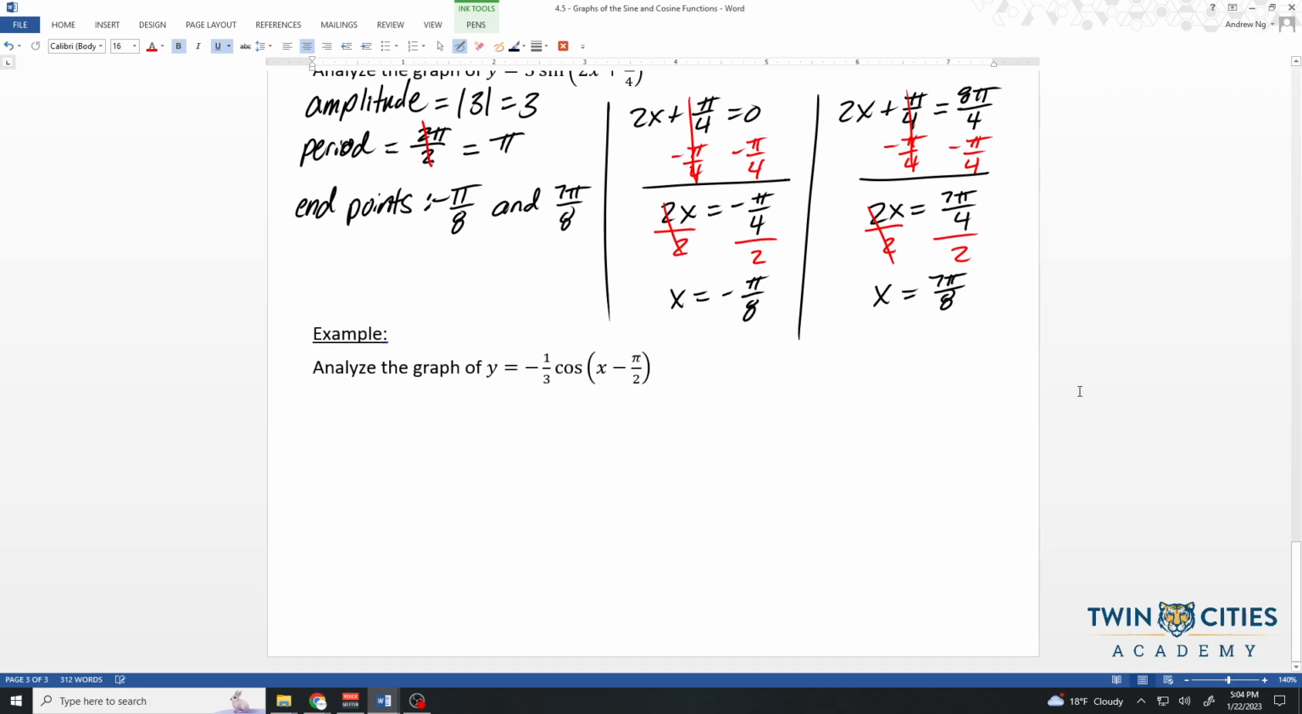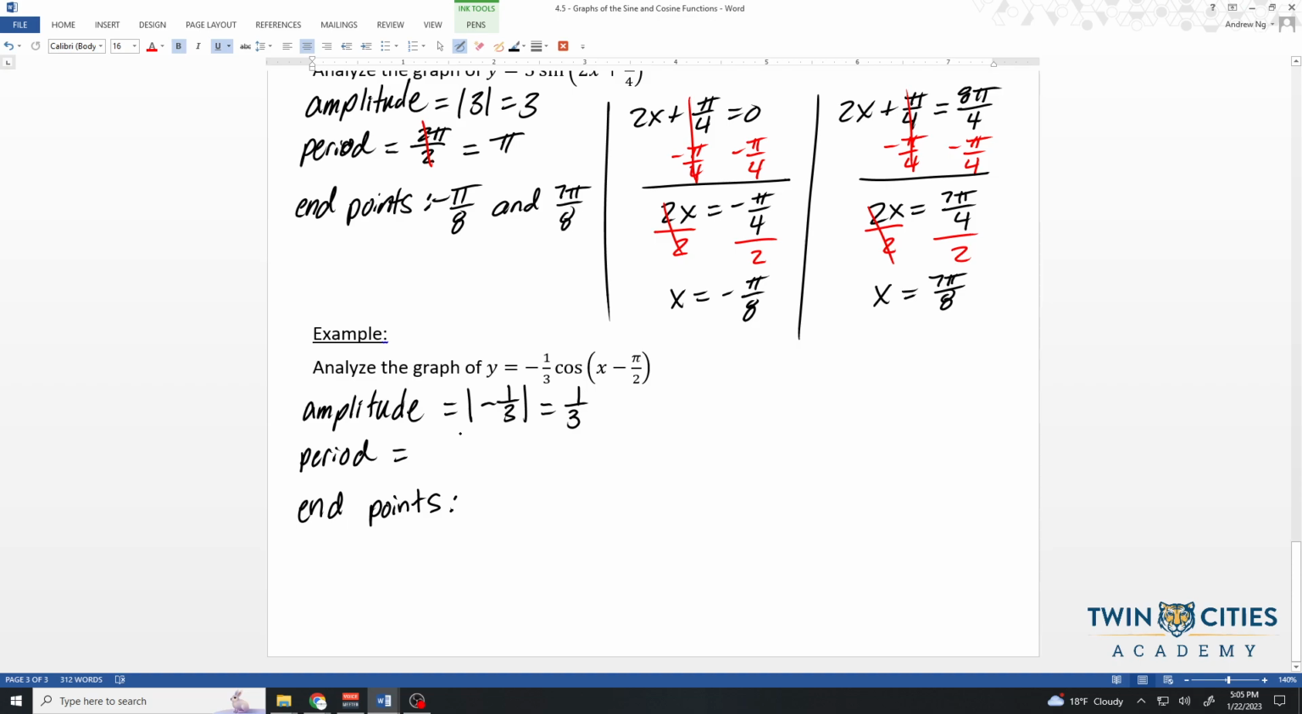Okay, last one. Analyze the graph of y equals negative 1/3 cosine of x minus pi over 2. So again, I want to find the amplitude, the period, and endpoints of one cycle. Well, the amplitude, let's start there, is the absolute value of negative 1/3. Absolute value is just going to make this positive. So this is positive 1/3.